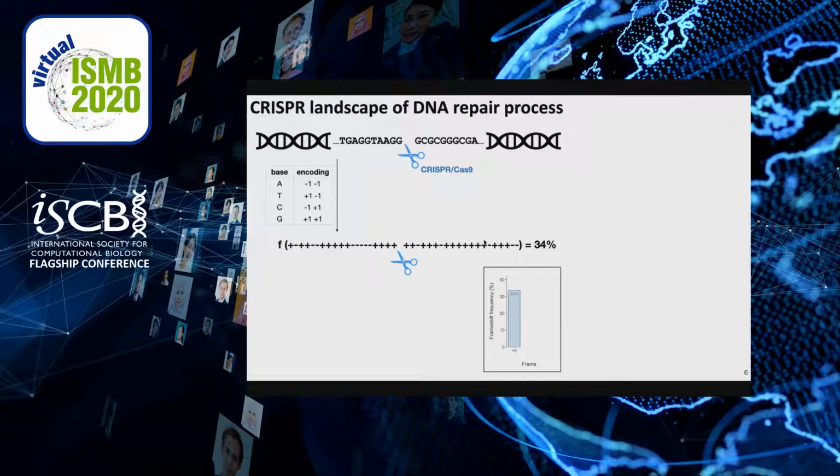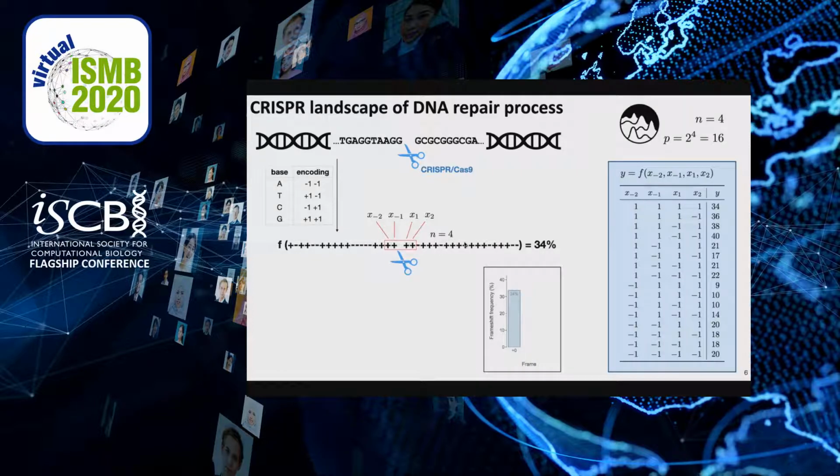Now let's take a window around the cut size of length 4 and define binary variables x minus 2 to x2 to represent these 4 locations. Now, let's fix the binary string outside this window, and let's start changing the binary patterns inside the window. And in particular, let's create all the combinatorial patterns over the binary variables.